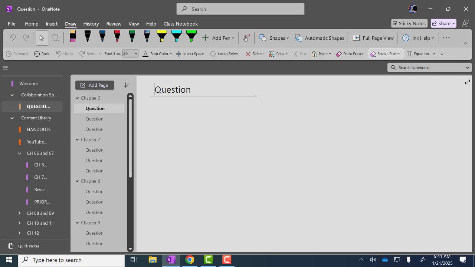Everybody know how to take a screenshot? In Windows, you've got the snipping tool that can grab any sort of piece of the screen you want and then just paste it.